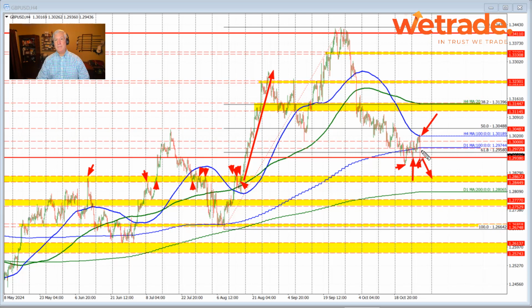On the top side now, we need to get above the 100-day moving average in trading today at 1.29744 to give the buyers any sort of chance of further upside momentum. If we can't get above the 100-day moving average, and the sellers remain in control here, a break below the double low for the week would be in the cards here at 1.2938.